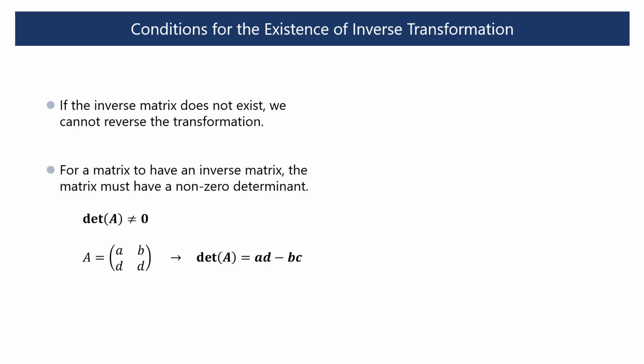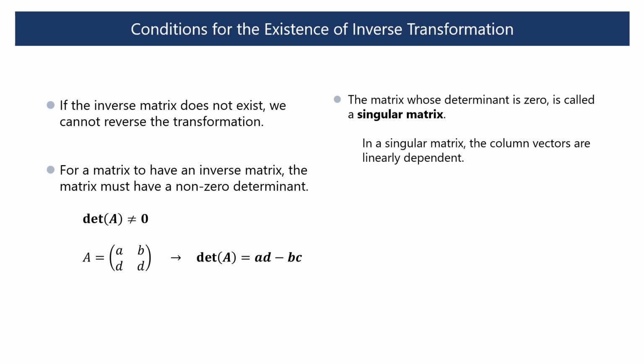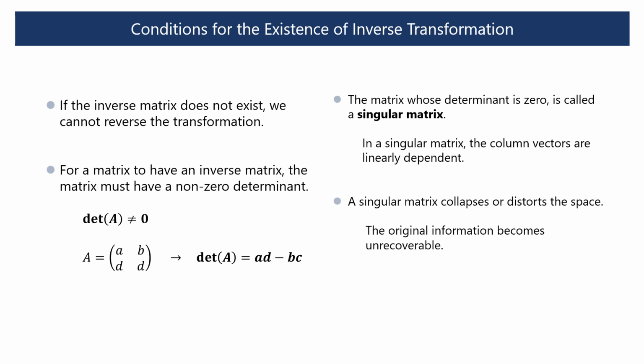For a matrix to have an inverse matrix, the matrix must have a non-zero determinant. For a 2 by 2 matrix A, the determinant is given by this formula. If the determinant is 0, the matrix does not have an inverse. The matrix whose determinant is 0 is called a singular matrix. In a singular matrix, the column vectors are linearly dependent. A singular matrix collapses or distorts the space, making the original information unrecoverable.